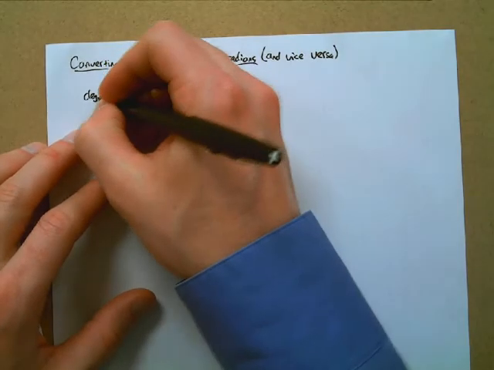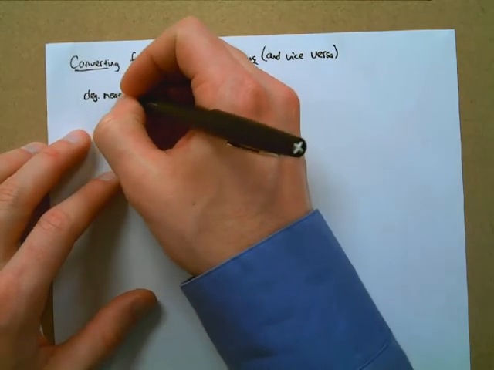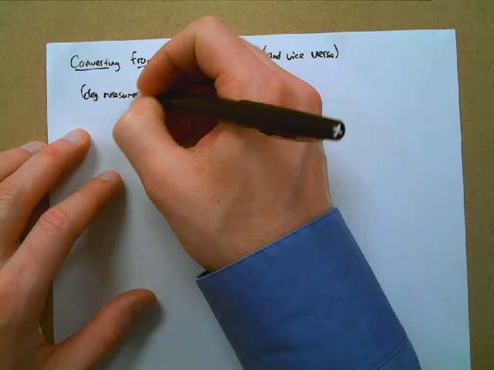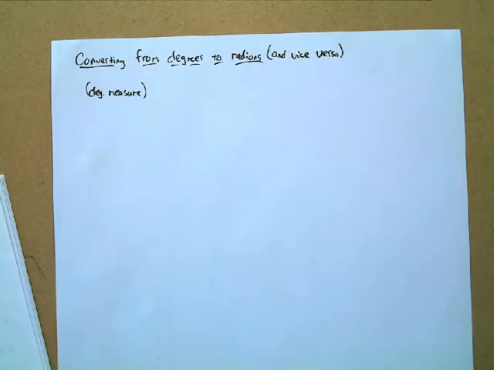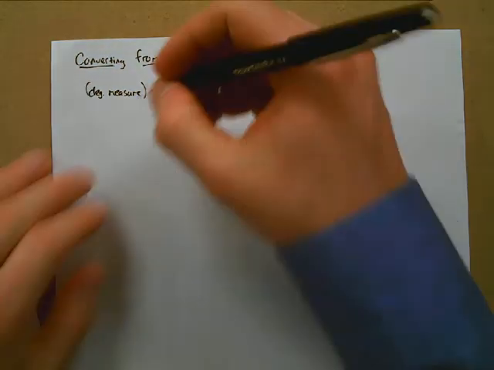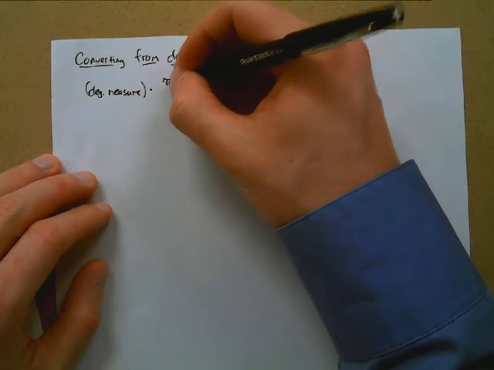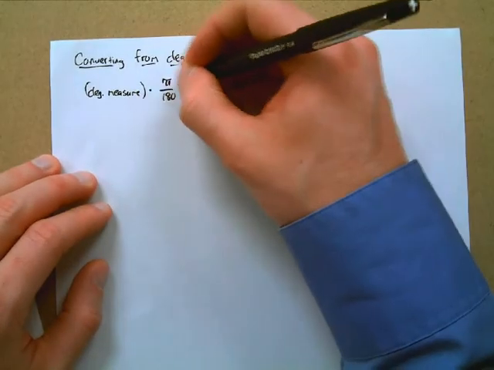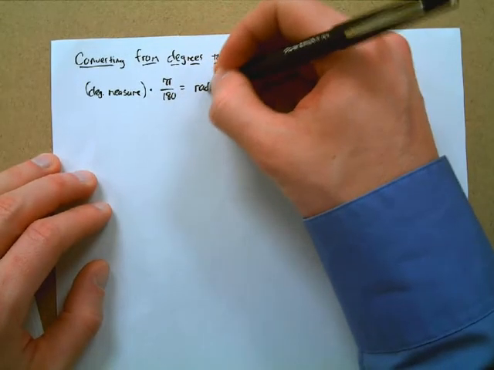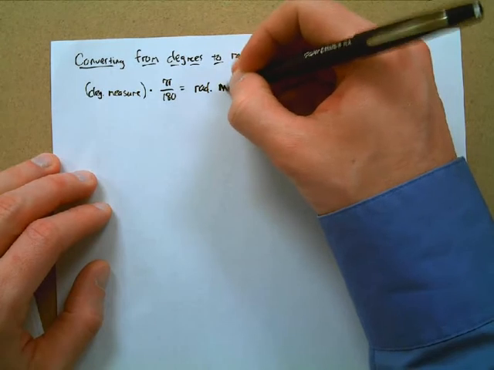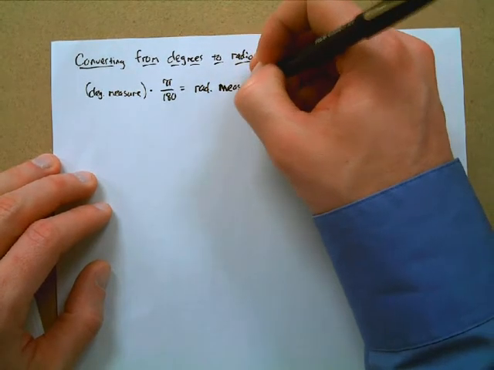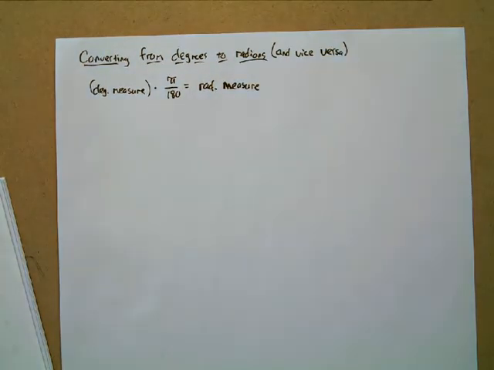And then by just a little algebra manipulation there, if you have a radian measure and you want to convert to a degree measure, you multiply by 180 over pi. So that's one way to do it. Degrees to radians, multiply by pi over 180. Radians to degrees, multiply by 180 over pi.